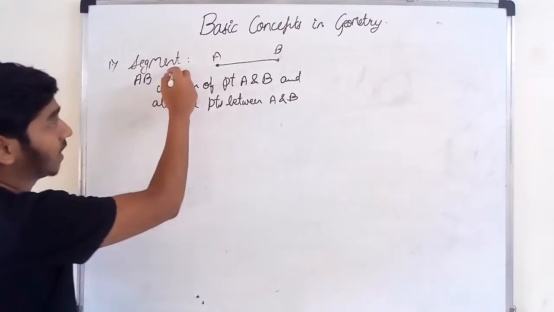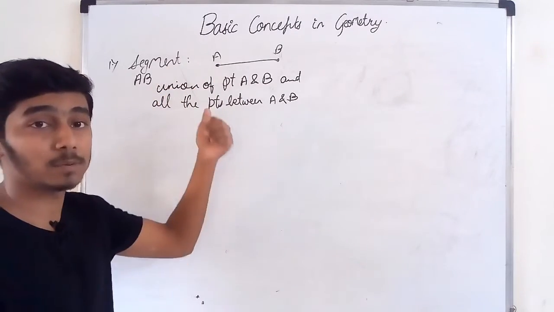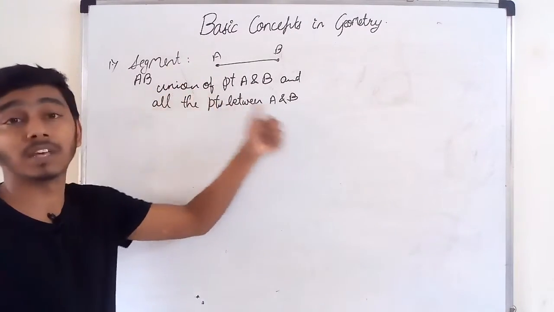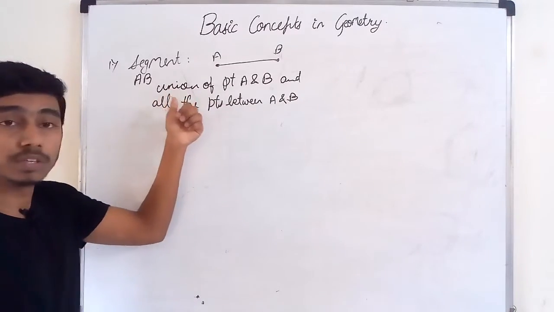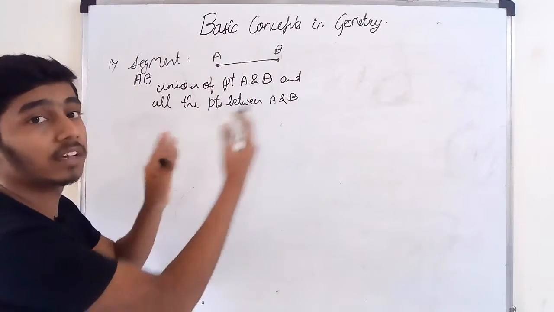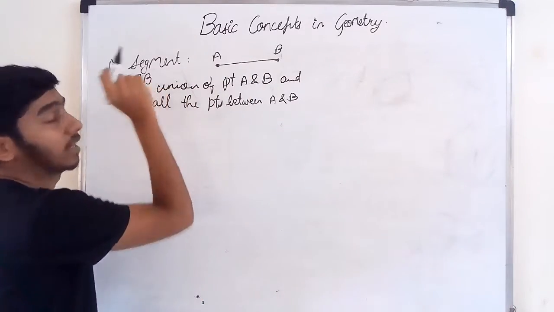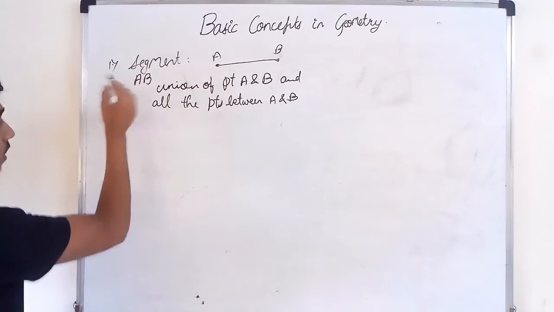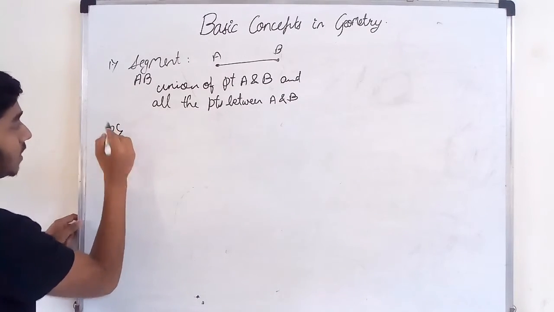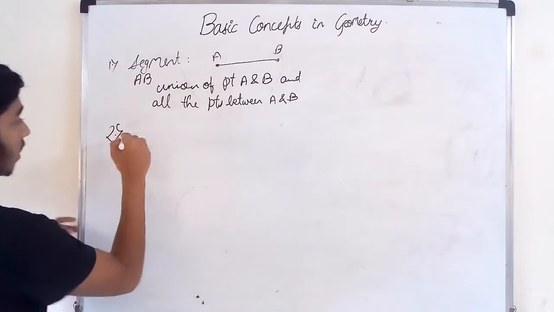So segment AB is the union. That's why we discussed what is union and intersection before starting with this topic. Union means taking all of the points together in one set. So that is segment AB. I hope you understood. Now the other thing, which is the second, is a ray.